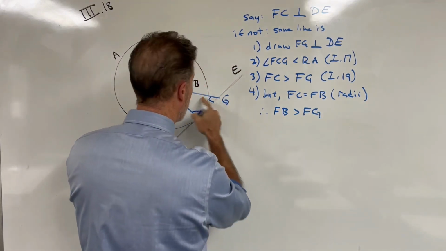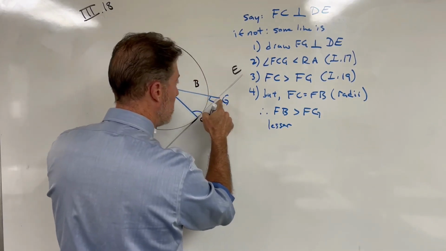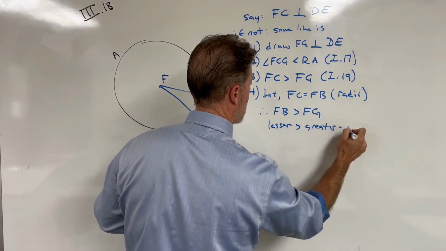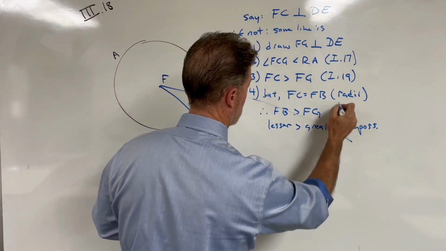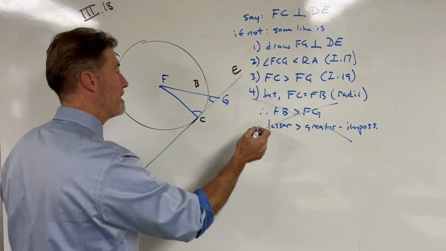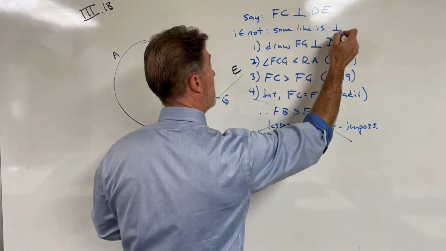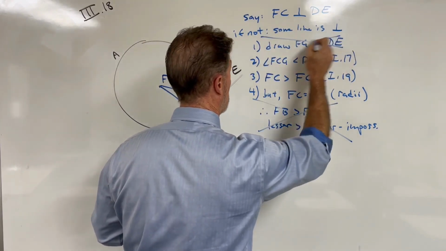But wait a minute, FB is lesser, and we're saying that the lesser is greater than the greater? That is, of course, impossible. So we have to reject this. And therefore we have to reject the assumption that gave rise to this, and that is that some other line other than FC is perpendicular. So FG can't be perpendicular to DE.